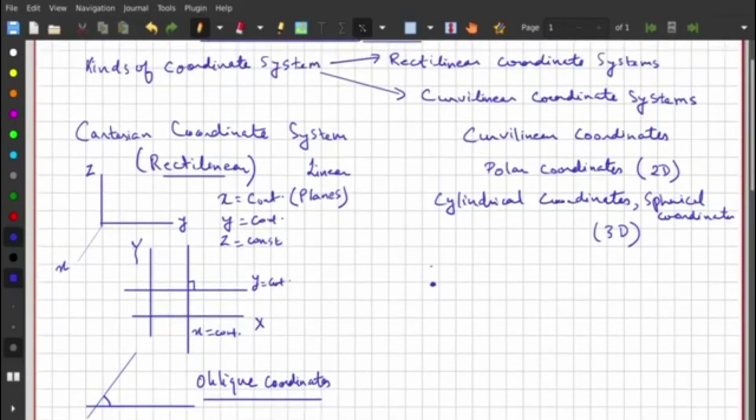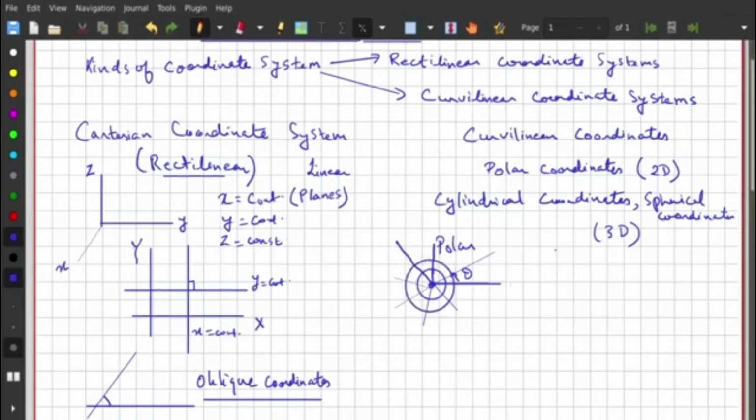Okay, and similarly, in terms of the curvilinear space, we have the polar coordinates. So if you have a pole, from which you have different radial directions, these directions are characterized by an angle theta, and then you have concentric circles. Okay, so that represents polar coordinates.